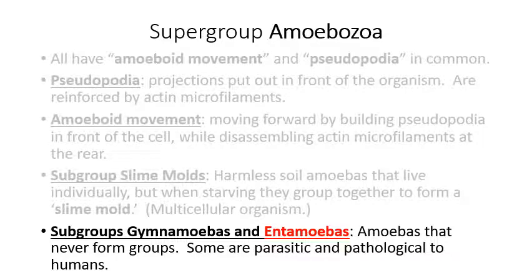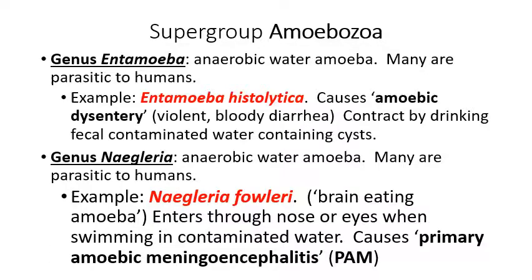All right, let us move on to the proper amoeba. These are all members of the supergroup Amoebozoa, but these ones that we're going to talk about here are dangerous. Two members of the supergroup Amoebozoa that we're interested in are, number one, the genus Entamoeba, an anaerobic water amoeba. It lives in the water and is parasitic to humans, and it causes amoebic dysentery, which is of course violent bloody diarrhea, which you contract through the oral-fecal route when you ingest water containing cysts.